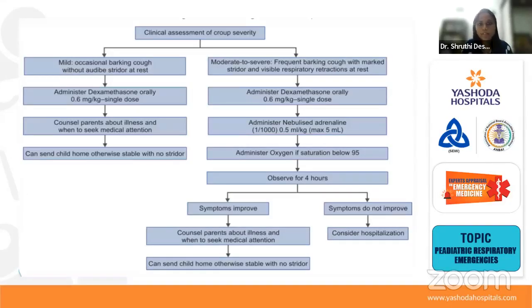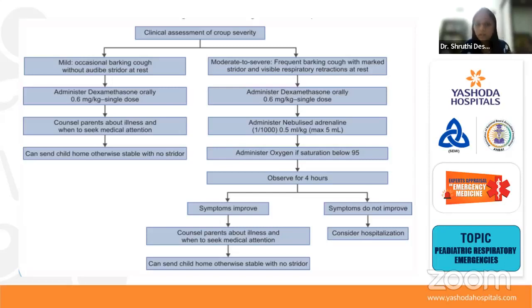As mentioned before, based on the severity of croup, the treatment can be followed. If it is mild croup, you can orally administer dexamethasone, a steroid, at a dose of 0.6 mg per kg, counsel the parents, and the child can be discharged. If the croup is moderate to severe, administer oral dexamethasone along with nebulized adrenaline. Administer oxygen if the saturation is below 94 to 95%, and observe for 4 hours. If the symptoms improve, you can counsel and discharge. If the symptoms do not improve, retain the child in the hospital itself.